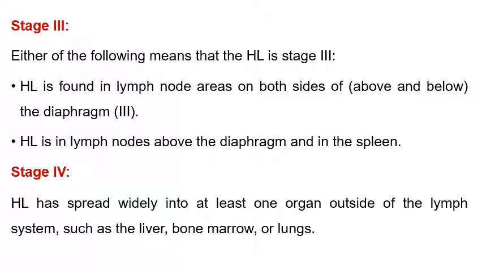In stage 4, the cancer has spread widely into at least one organ outside of the lymph system, such as the liver, bone marrow, or lungs. So if it has spread outside the lymphatic system to any one organ, then you can say that the patient is in stage 4 of Hodgkin lymphoma. So this is about the Lugano classification, used especially to classify lymphoma into stages.